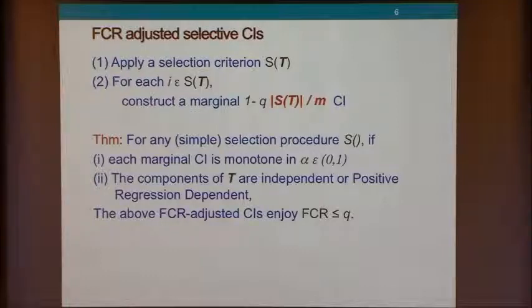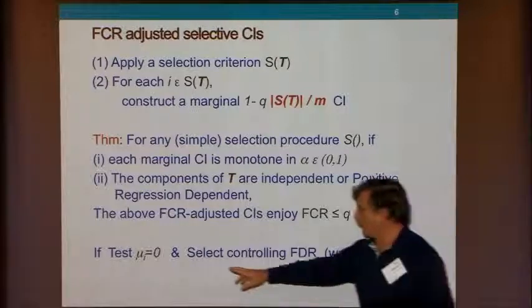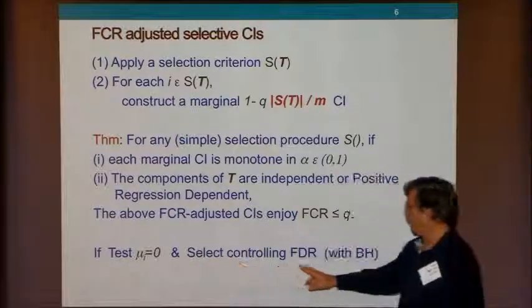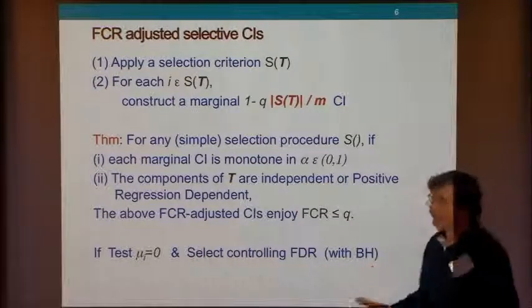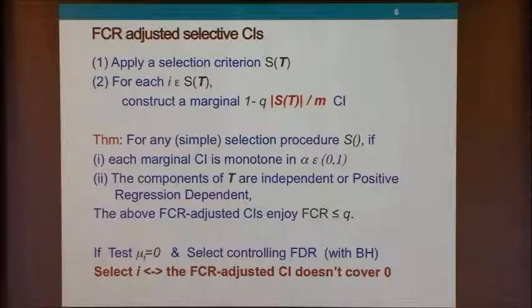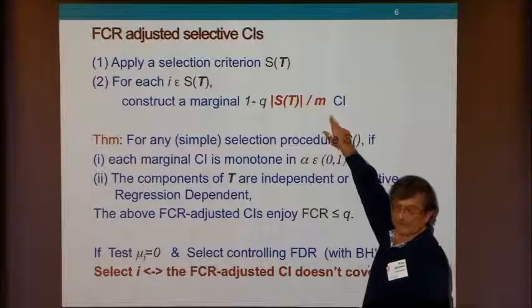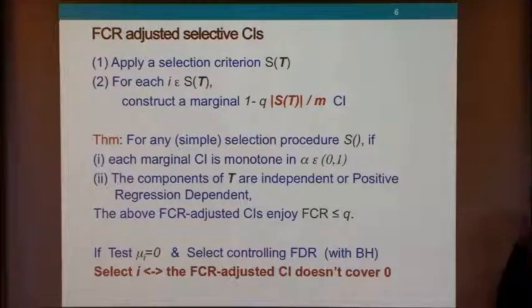And I believe that many who look at that can see the connection between the FDR and the FCR. Because essentially what you have is that if you test whether mu i equals 0 and you select, controlling the FDR with BH, then exactly what you have is that you select i if and only if the FCR-adjusted confidence interval doesn't cover 0. Because here you have R over m, the number that rejected over m.